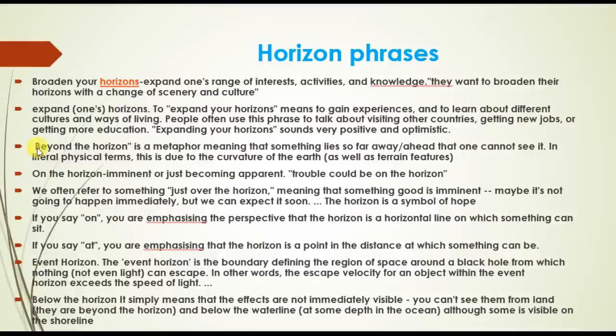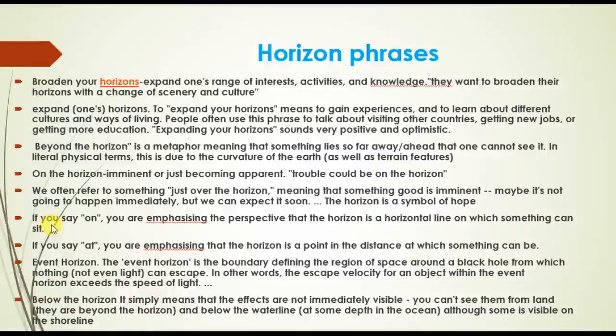The second, beyond the horizon, is a metaphor meaning that something lies so far ahead that one cannot see it. In literal physical terms, this is due to the curvature of the earth as well as terrain features. On the horizon means imminent or just becoming apparent. For example, trouble could be on the horizon. Next phrase, we often refer to something just over the horizon, meaning that something good is imminent. Maybe it's not going to happen immediately, but we can expect it soon. The horizon is a symbol of hope.